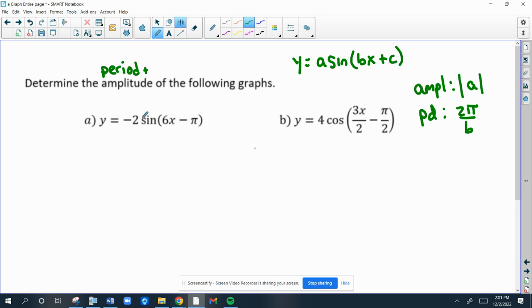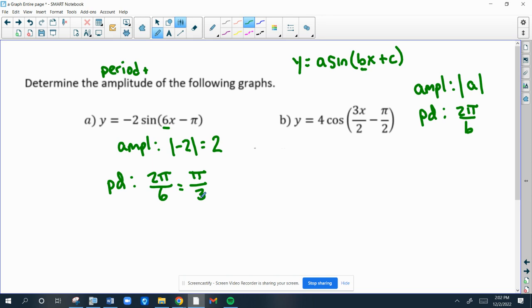For the amplitude of this sine graph, a is -2. So the amplitude is the absolute value of that, which is obviously just 2. Amplitude is always positive. The amplitude of a regular sine graph is 1, so this is going to be stretched out when you compare it. The period is 2 pi over b. In this case, b is 6, the coefficient of the x. So the period is pi over 3.